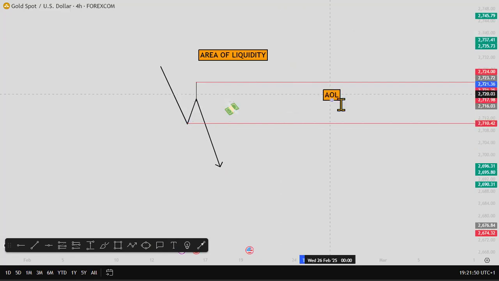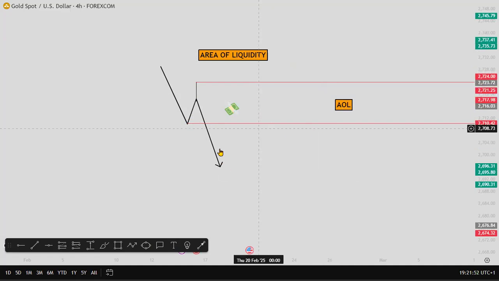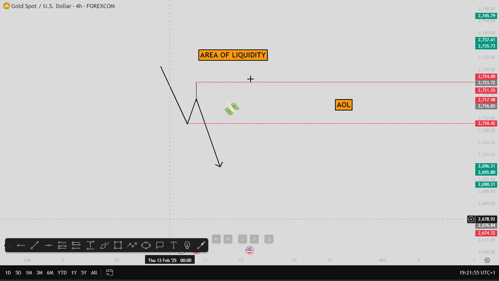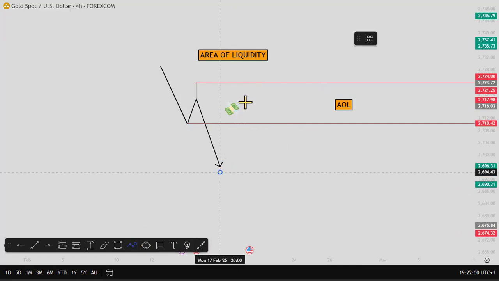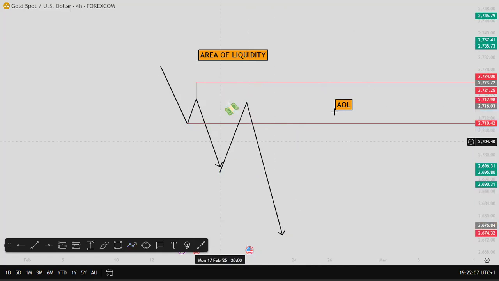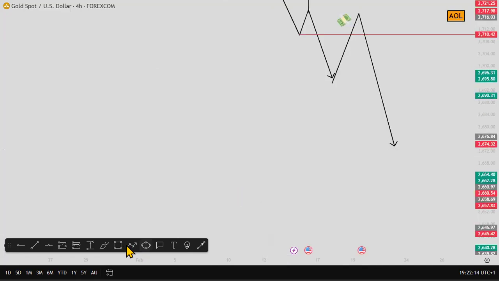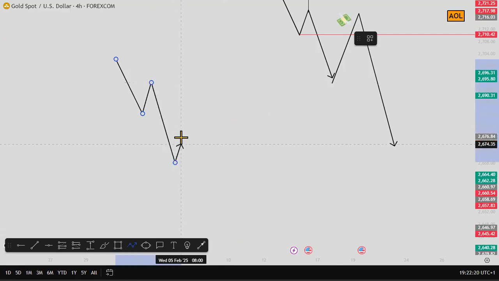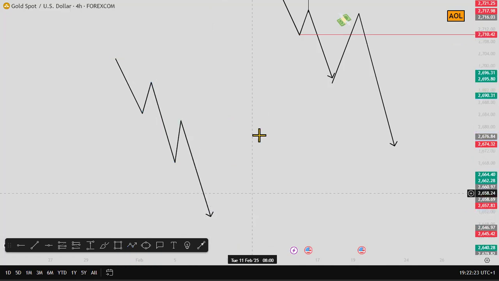So this is an area of liquidity. What does it simply mean? Area of liquidity simply means that price is gonna come back into this area to take liquidity and then continue dropping down. In other cases, you can see multiple areas of liquidity, especially when you're on the lower time frame. That is why you are advised to stay on the higher time frame and know what you are doing.